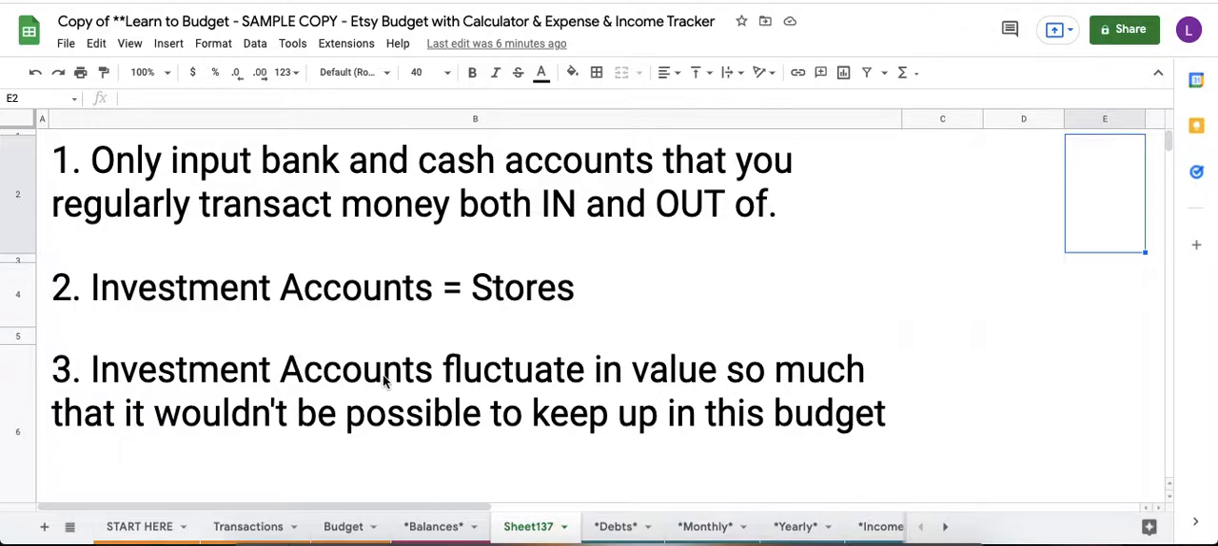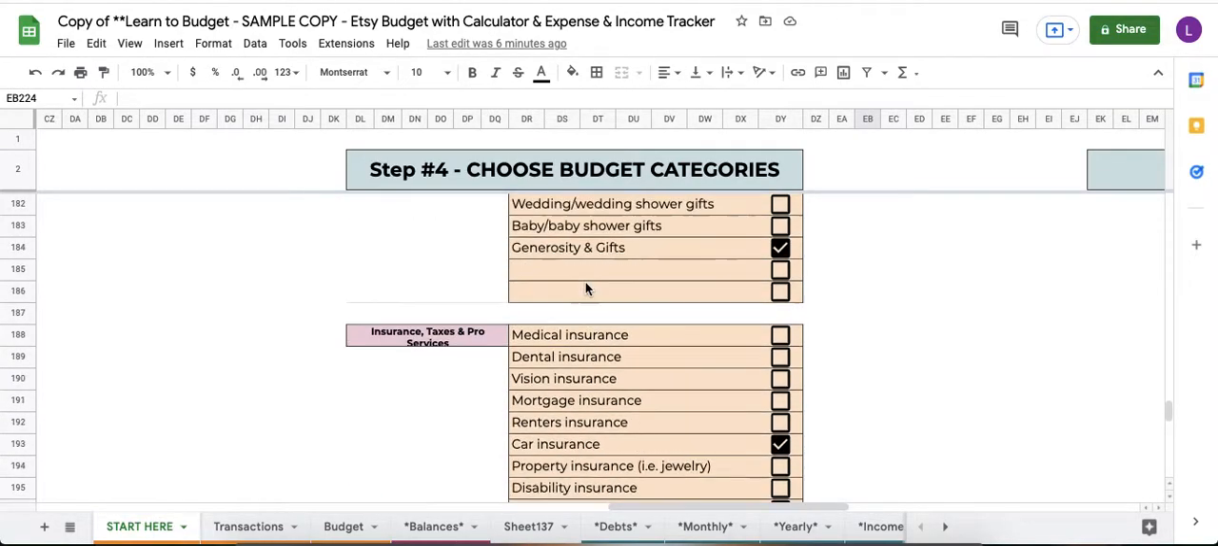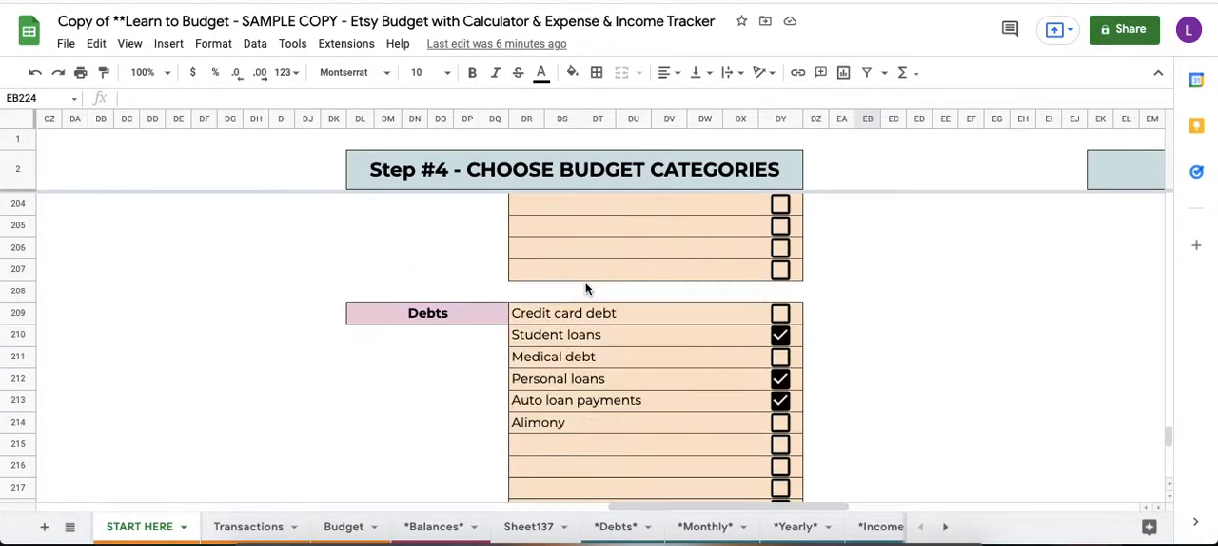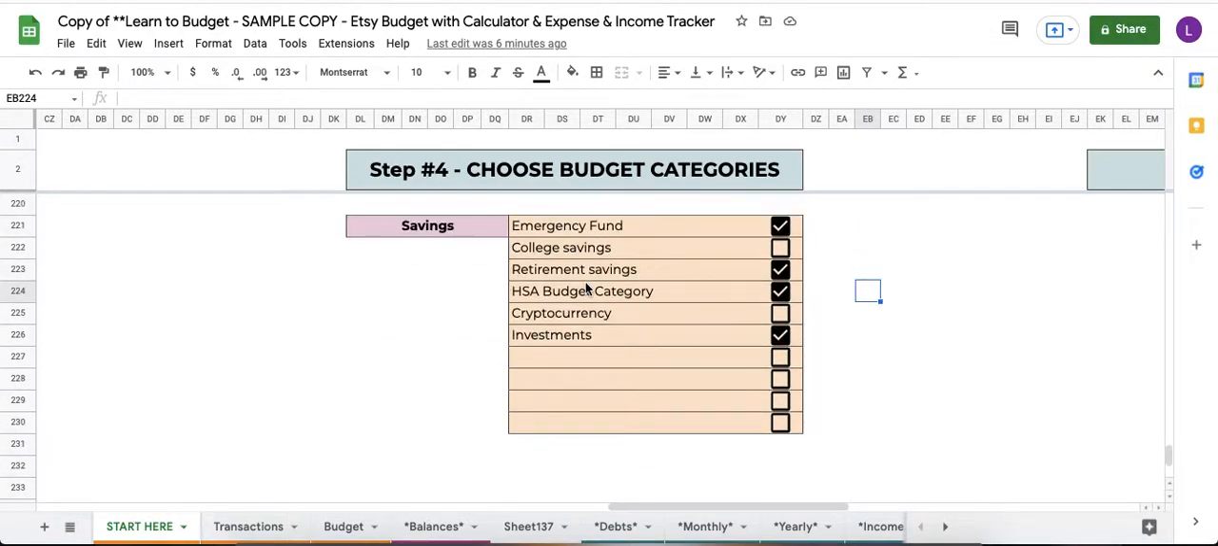So first, in this budget spreadsheet, the first thing you would want to do is on the Start Here sheet. The only place that you would list your HSA is going to actually be under a budget category. And so here, I've listed it as HSA budget category. You could obviously just name it health savings account.